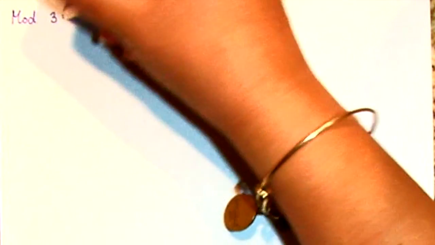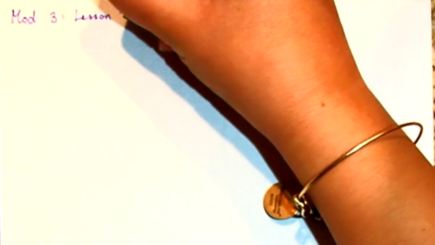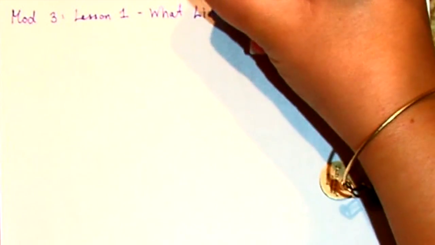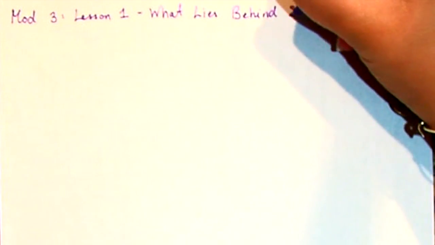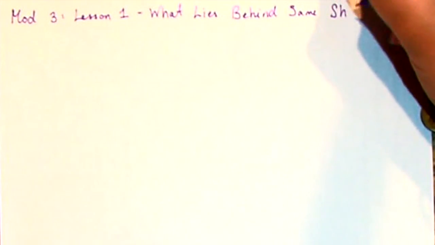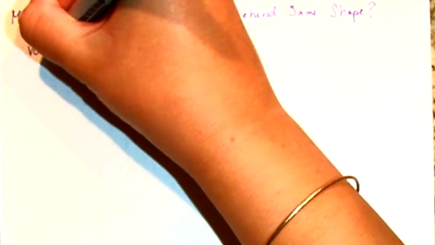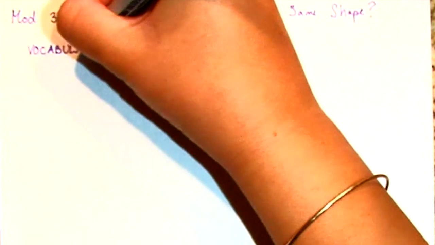So today we're starting Module 3, Lesson 1. And the title of this lesson is What Lies Behind the Same Shape? So what does it mean for something to have the same shape? Let's look at some vocabulary.